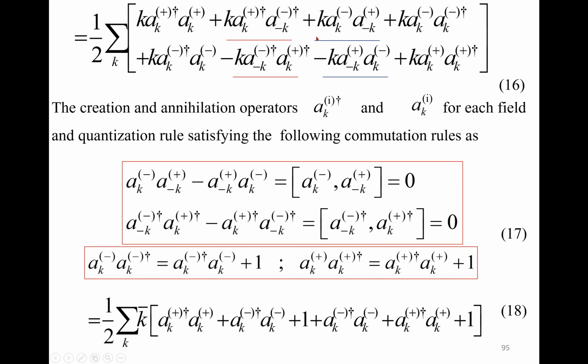So now I have written the same equation. You just combine equations 2 and 6, you combine 3 and 7, and use the quantization rule satisfying the following commutation rules. We will have these two terms.